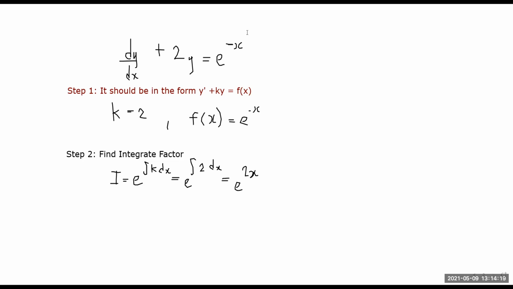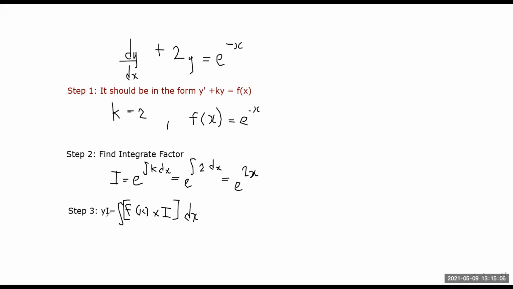Cool. Now step 2 is done, Marika. Don't put no plus c yet for the integrating factor. Step 3 is when you write y times your integrating factor. It should be equal to y times I is equal to the integral of f of x times your integrating factor, f of x times I. That's what you end up getting.